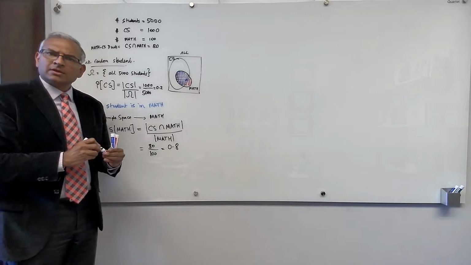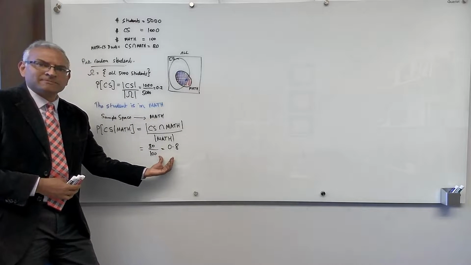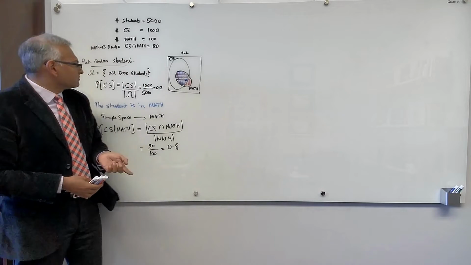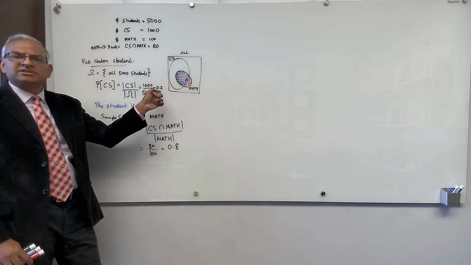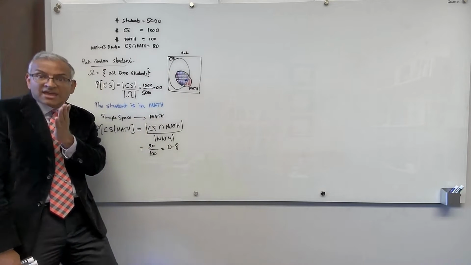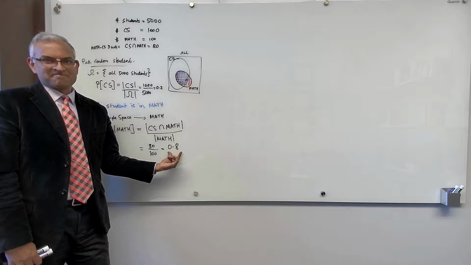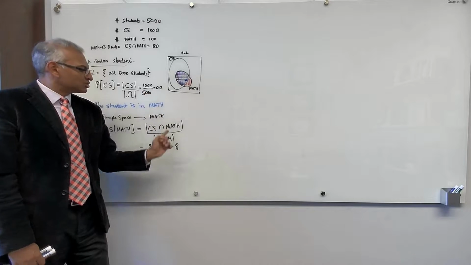Interesting. So you see how the arrival of new information changed the probability. Before, when I just picked a random student, the chances are 20% that they're a CS major. Now, if I pick a random student and find out they're in math, the chances are 80% that they're a CS major. Huge change in the probability.